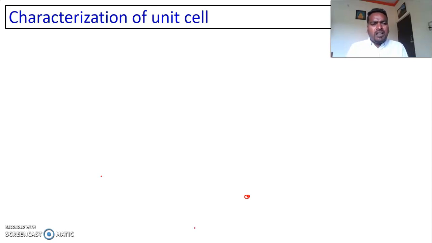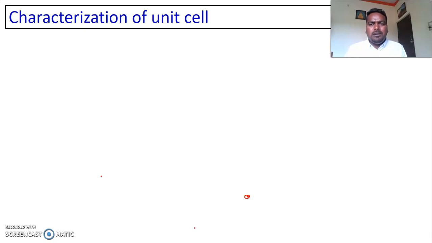So before studying the properties of any substance, we need some parameters. We need some mathematical tools to quantify the property. For example, in the case of a liquid, in order to study its properties, we use density, its boiling point, its rate of evaporation and its vapor pressure. So these are the parameters through which we study the properties of a liquid.